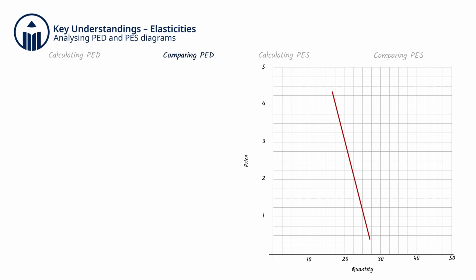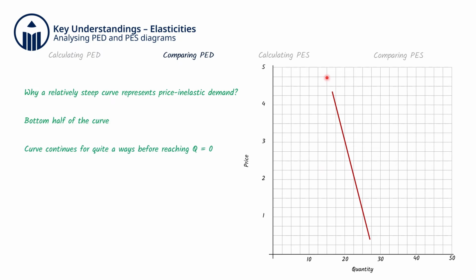Most students of economics are also taught that a relatively steep demand curve represents price inelastic demand. That's because we are only looking at the bottom half of the curve. The y-intercept would be off the screen. The demand curve continues going for quite a ways before reaching q equals 0. So yes, a steep curve represents price inelastic demand, but as you keep going up that steep curve and get closer to the y-intercept, demand will eventually become price elastic.